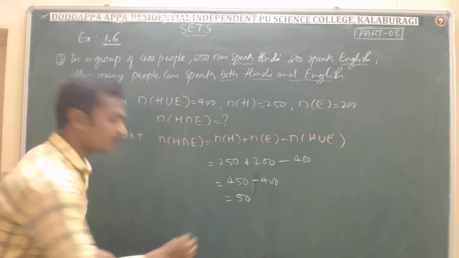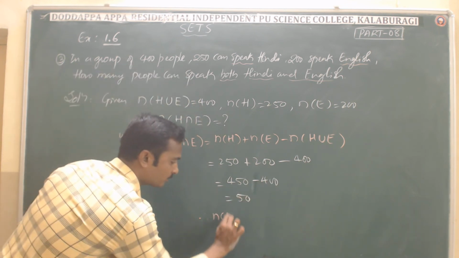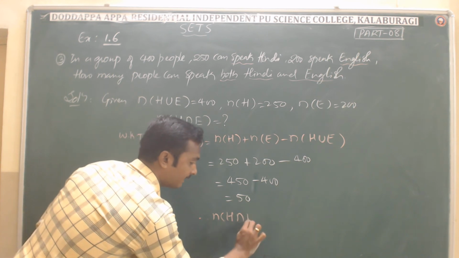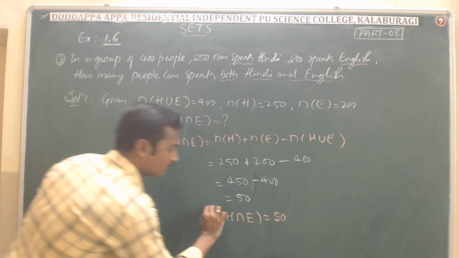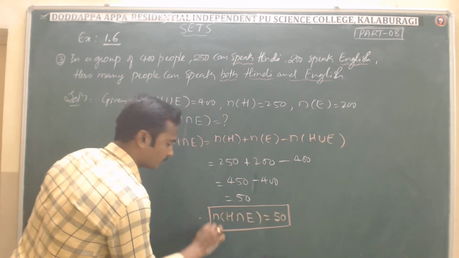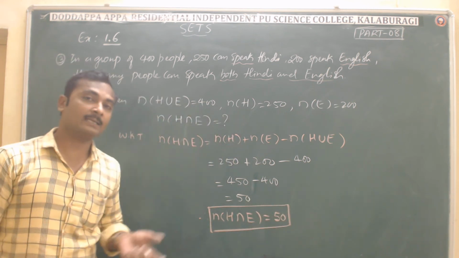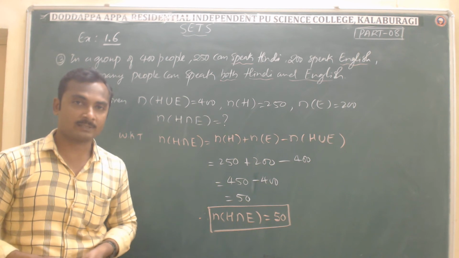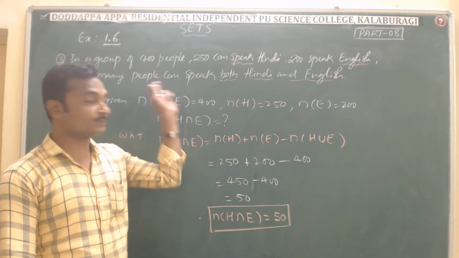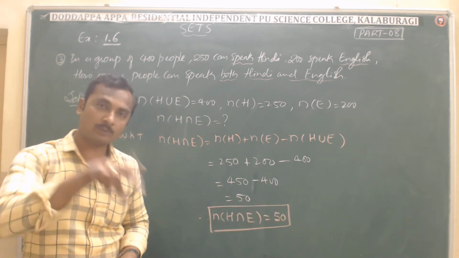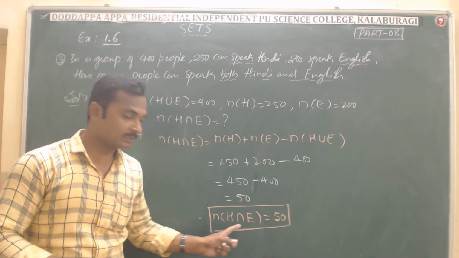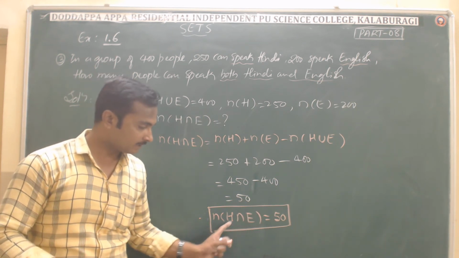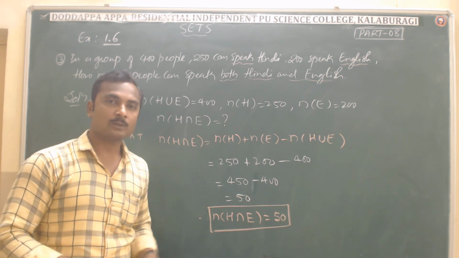So the total number of the people who speak Hindi and English is 50. They speak Hindi also, they speak English also. Hindi and English, Hindi or English, there is a difference, right? So the 50 people among this total 400 speak both Hindi and English. Therefore, n of H intersection E is 50. Note down the solution.